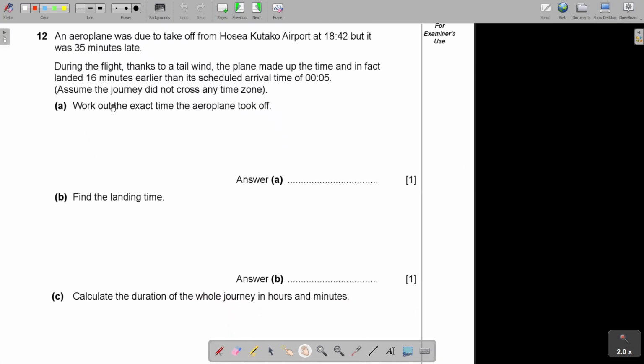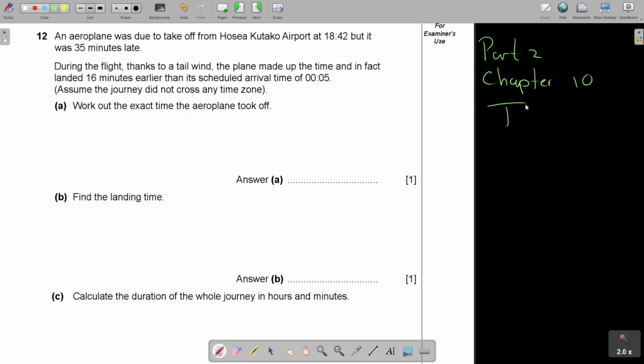Okay, there it is. An aeroplane was due to take off from Hosea Kutako Airport in Windhoek at 1842, but it was 30 minutes late. So what is this? This looks like time. So where do I find it? It will be in part 2, and it's chapter 10.